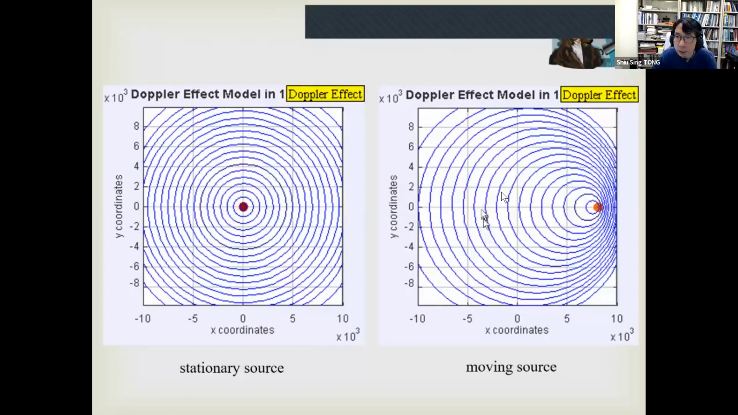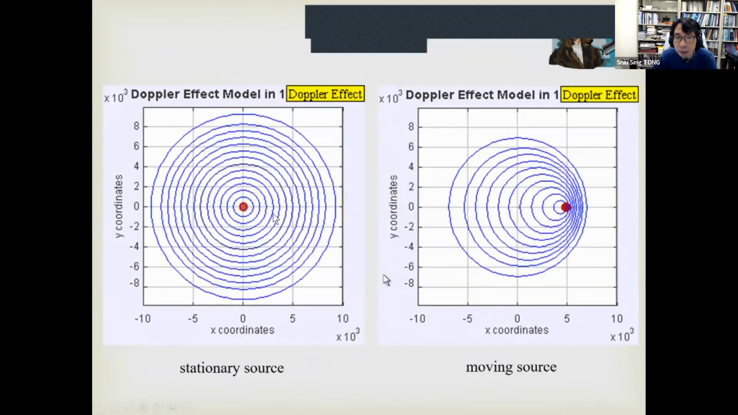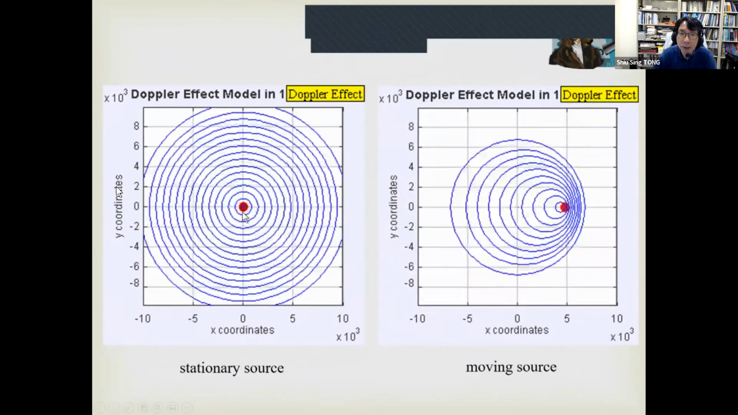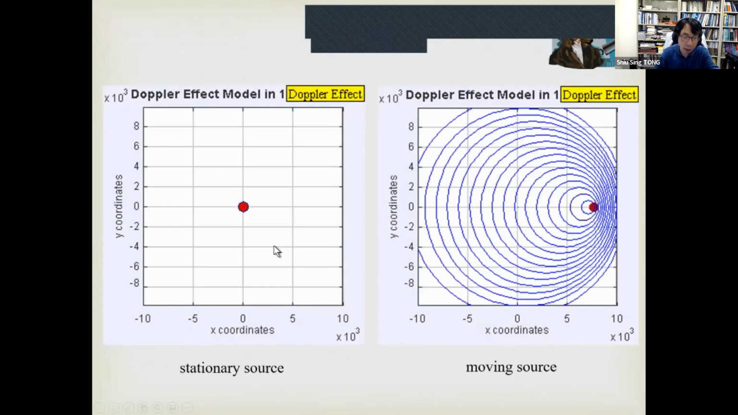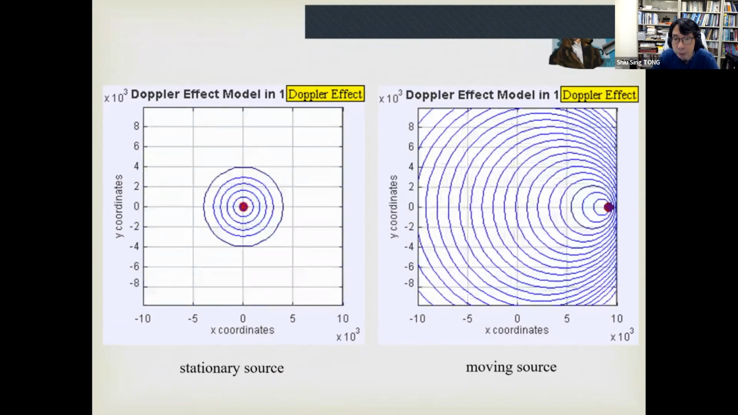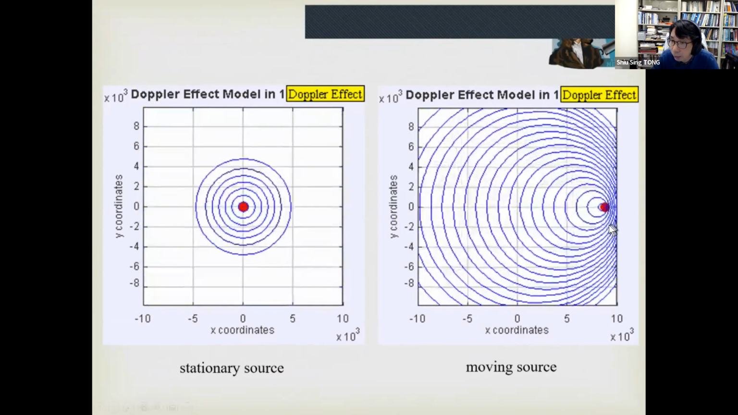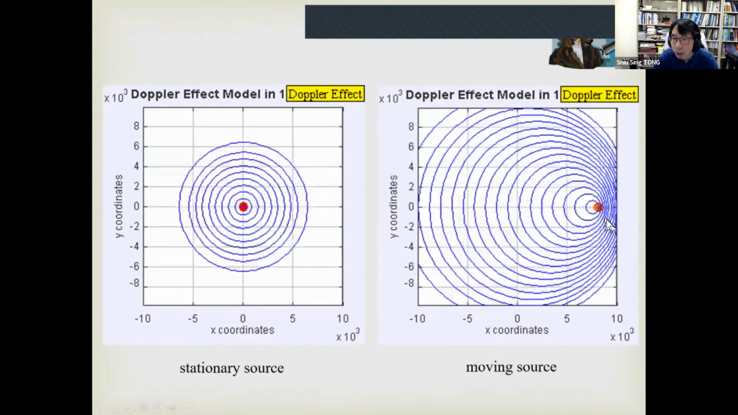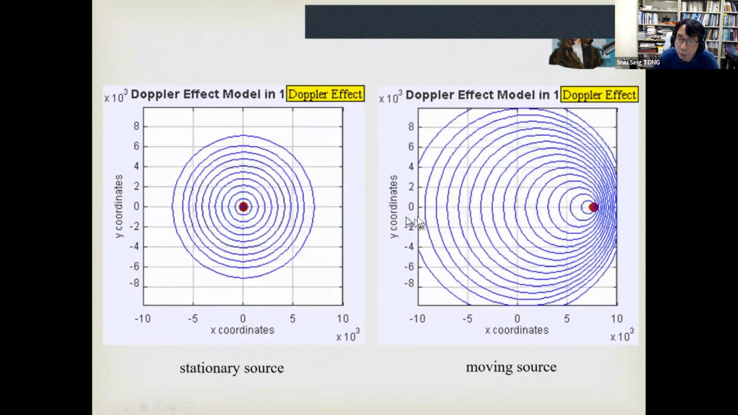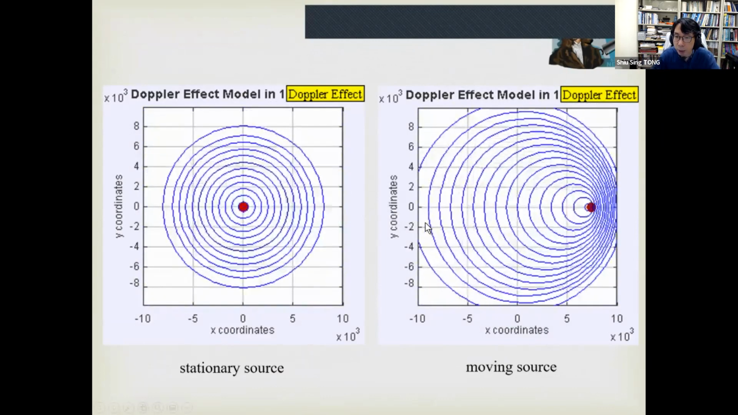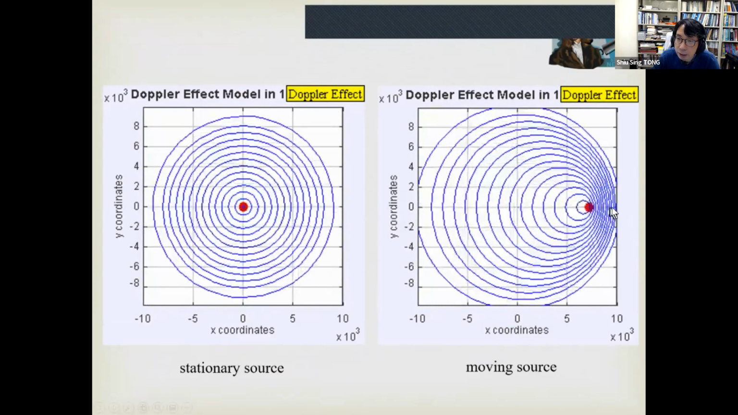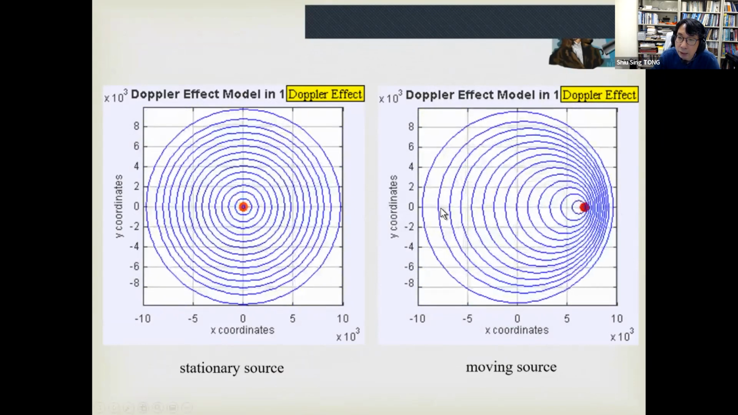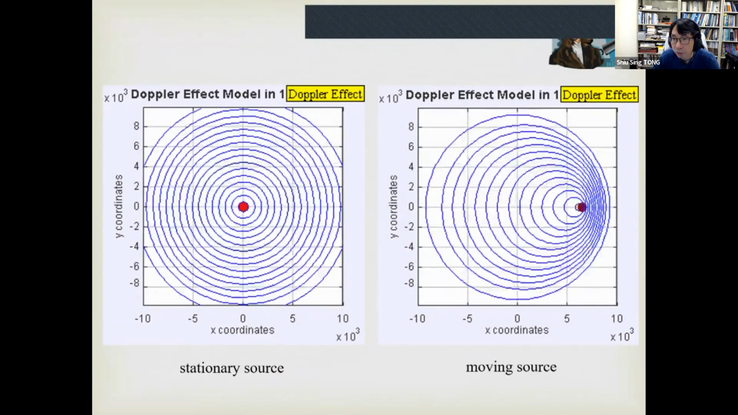Now I think this is a better illustration. Let's just see the video. Now this is a stationary sound source, and the wave simply propagates forward evenly in all directions. Now you have the sound source moving. You can easily see that the wave on this side, on the right side, gets compressed, while the wave on the other side gets stretched. So there's a difference in wavelength on both sides, and that gives rise to a difference in frequency.